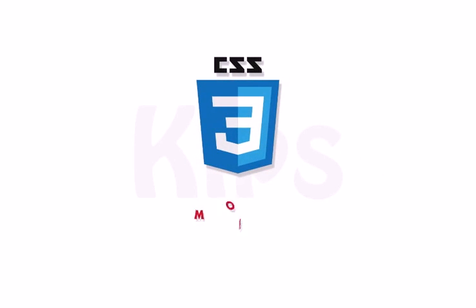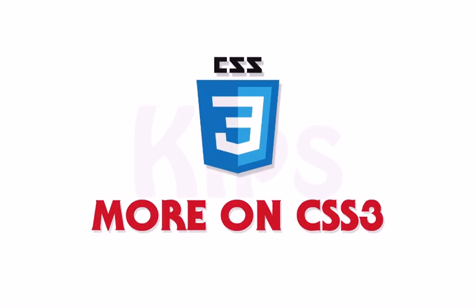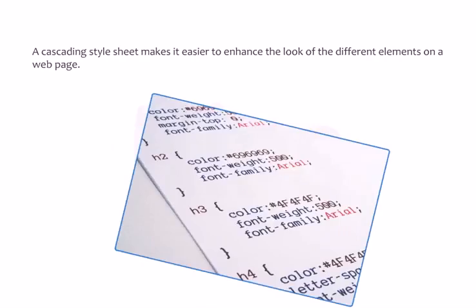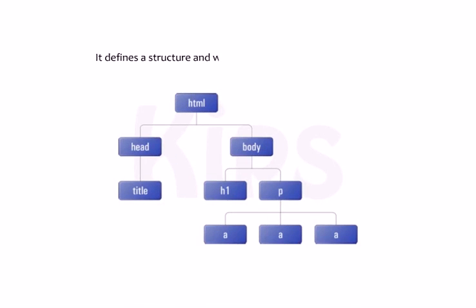Hello students, we have learned the basic features of CSS. Let us learn some more interesting features of CSS. A cascading style sheet makes it easier to enhance the look of the different elements on a web page. It defines a structure and way of presentation for the website.